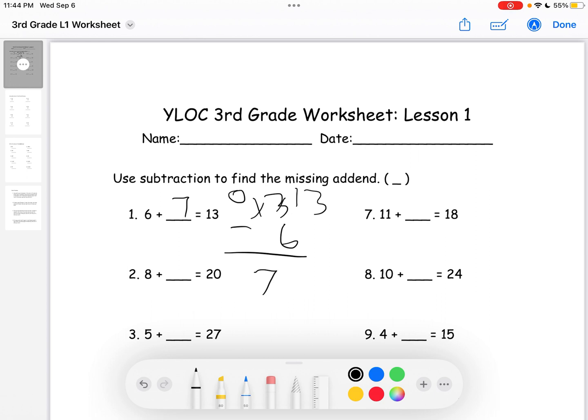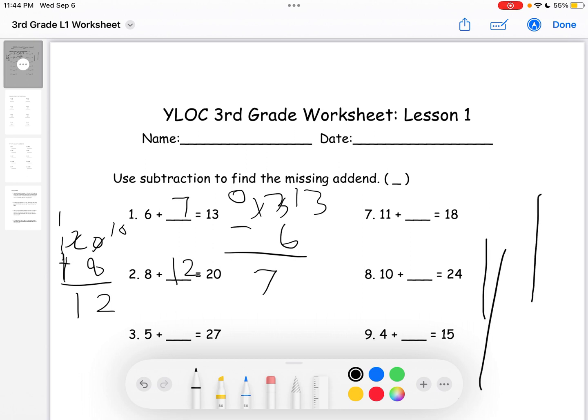For the second question, it's 8 plus blank equals 20. So it would be the same thing. You will have to do 20 minus 8 equals the answer. And since 0 is smaller than 8, you're going to also have to turn that 2 into a 1 and change the 0 into a 10. 10 minus 8 is 2, and then you drop down the 1 from here. And the answer is 12.